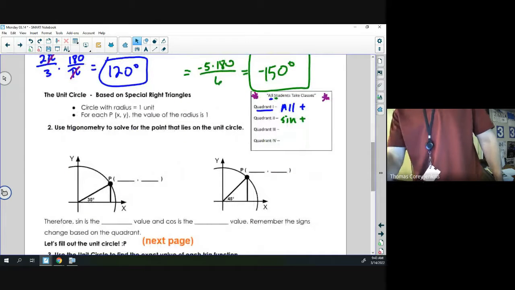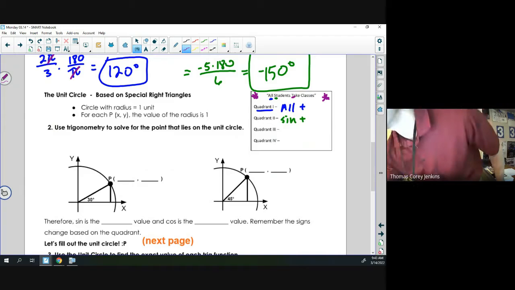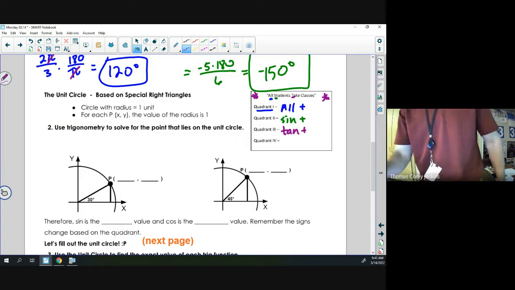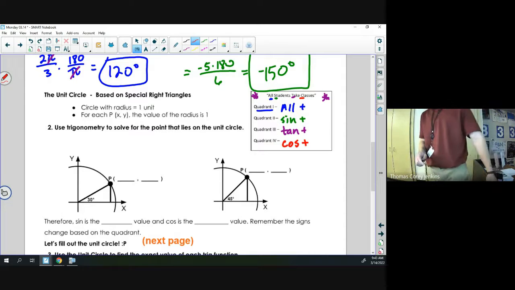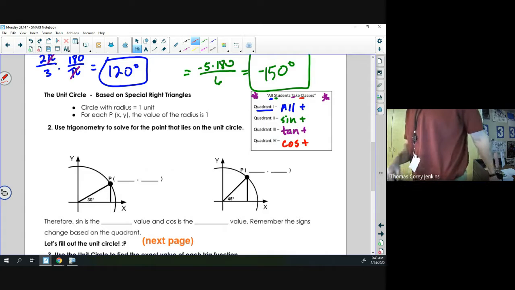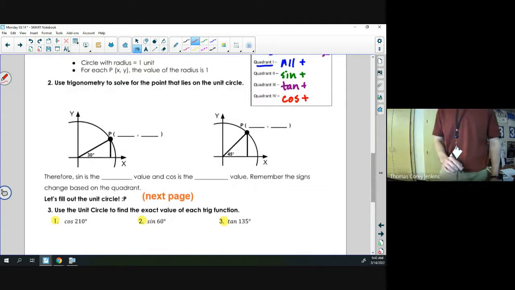So then the rest of it goes, T is for tangent. Tangent is positive in the third quadrant. And then your last one, C, is for cosine, which is positive in quad 4. Like I said, I don't use that a whole lot. If I'm using the unit circle, all that's kind of taken care of for me. But that is a generalization that's true.